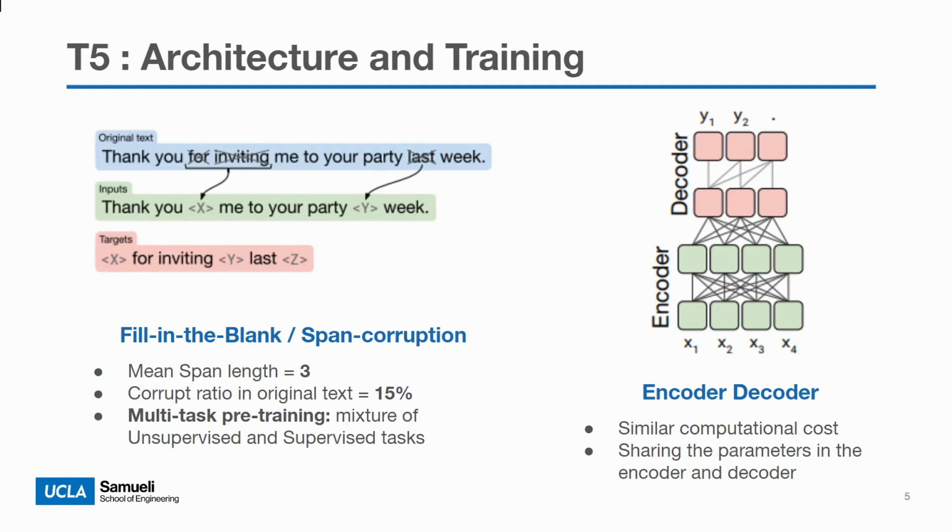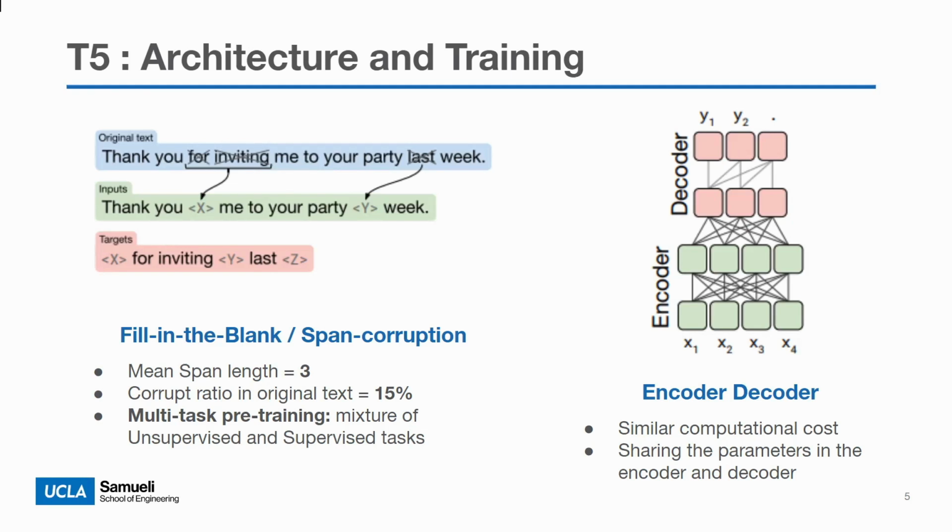In this paper, the authors used a mean span length of 3, and almost 50% of the text was corrupted for the pre-training of the model. The other distinguishing feature is that the authors used a mixture of unsupervised and supervised tasks. What you're seeing above is an example of an unsupervised task, but what we discussed in the earlier slide was a supervised example. They use a mixture of both of these kinds of NLP tasks to pre-train the T5 model.